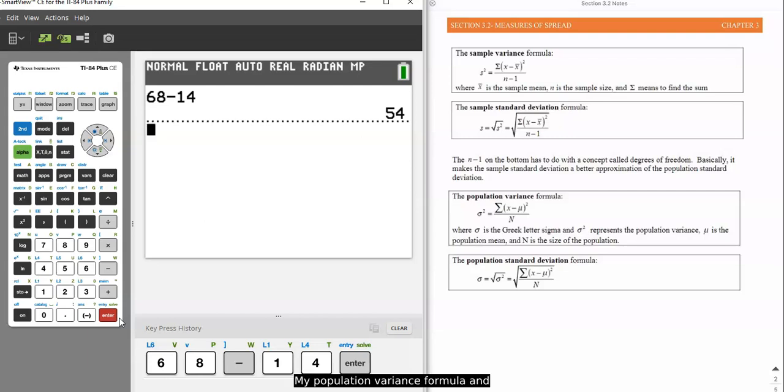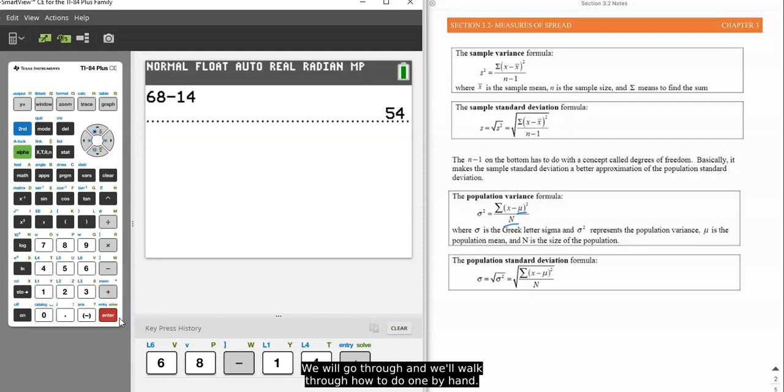My population variance formula and my population standard deviation almost look exactly the same, right? The structure is the same as for a sample. But the population has different letters, right? So it has mu and it has N, where mu is the population mean, N is the size of the population, and we represent variance by sigma squared. My population standard deviation is just the square root of that.